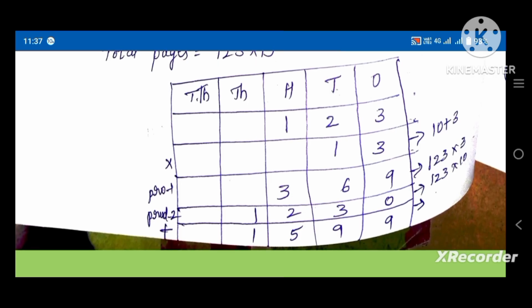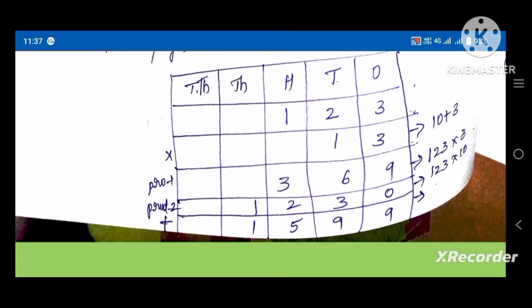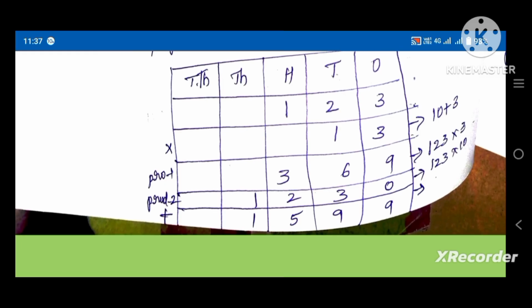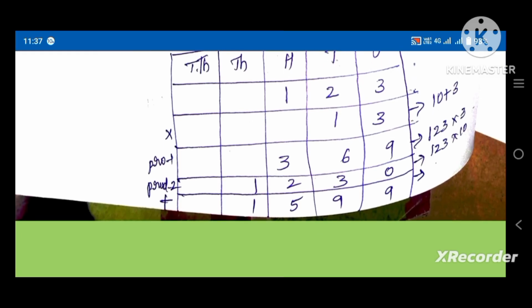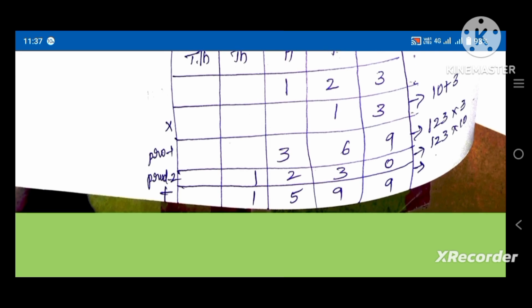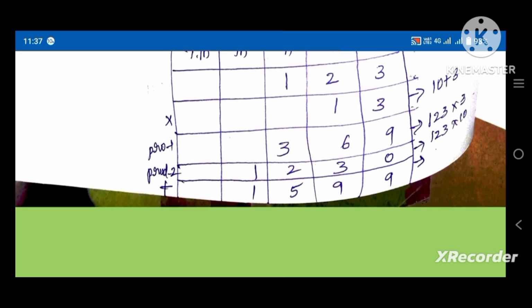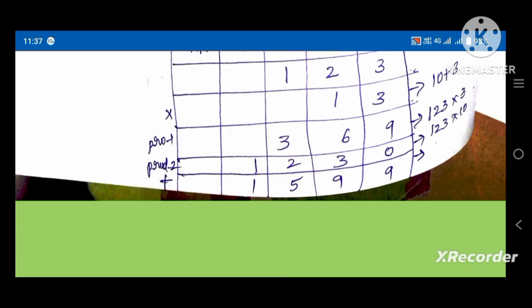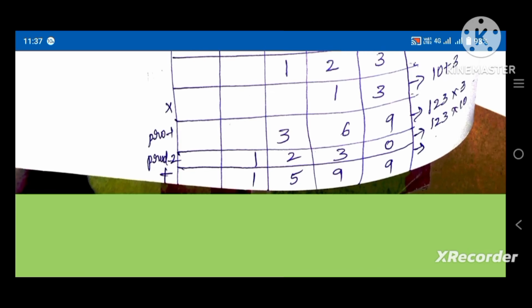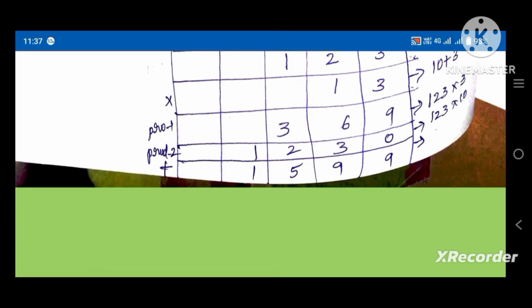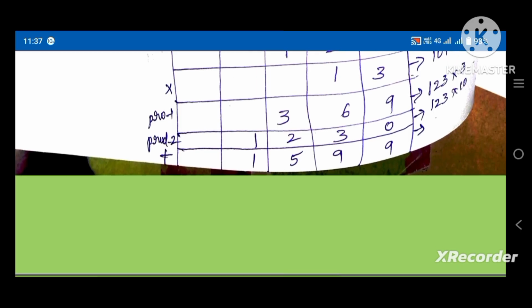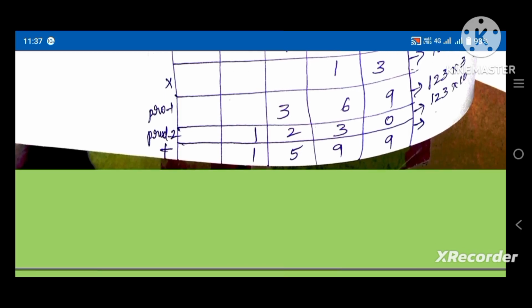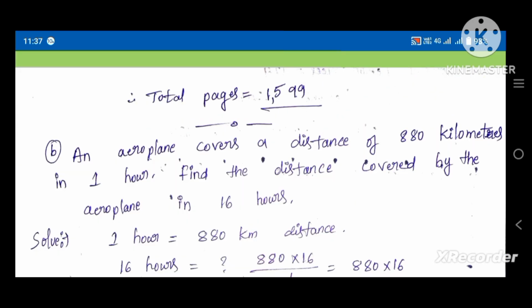Ones place 3, tens place 2, hundreds place 1. Multiply by 13. 13 means 10 plus 3. First product is 123 into 3, 369. Second product is 123 into 10 is equal to 1230. Add the two products and we will get the answer 1599. Total pages are 1599.